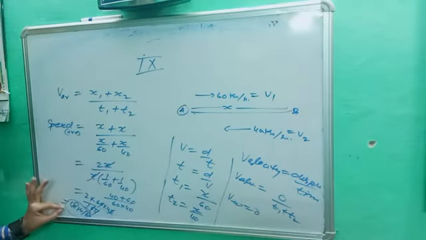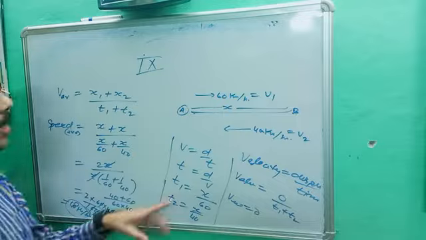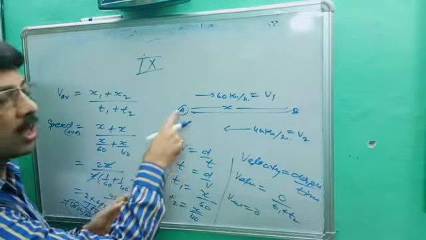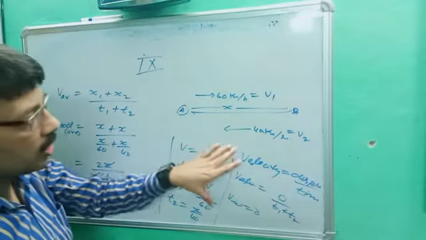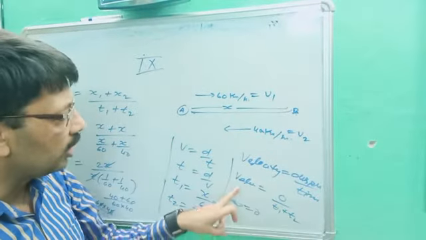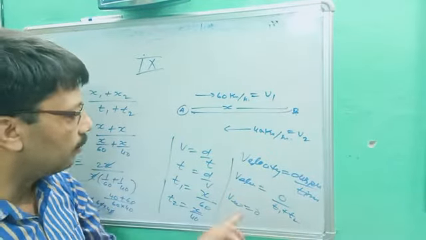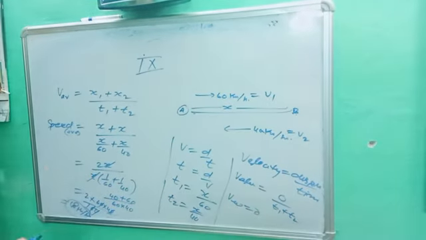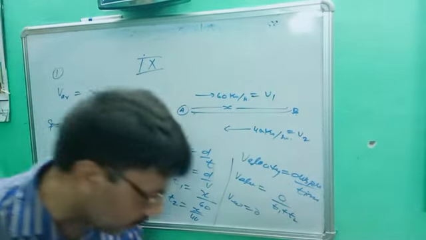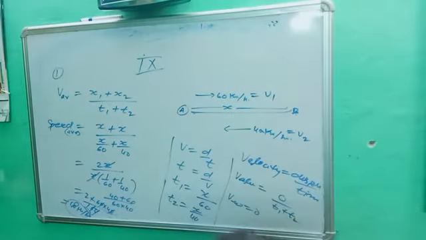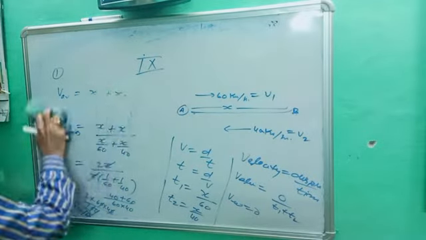This is a very, very important point. His speed was 48 km per hour, because speed is equal to distance upon time, and the total travelled distance is x plus x, that is 2x. While velocity is equal to displacement upon time, so it will be 0 upon t1 plus t2, and velocity becomes 0. So this is the first numerical based on average speed and average velocity. One more numerical we will take, and it is from your NCERT book.